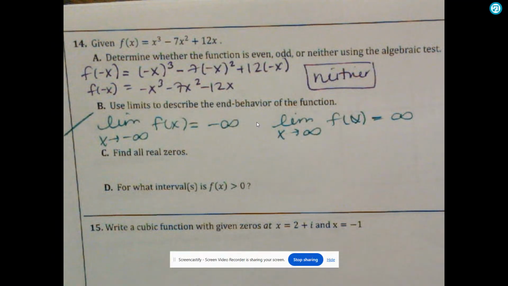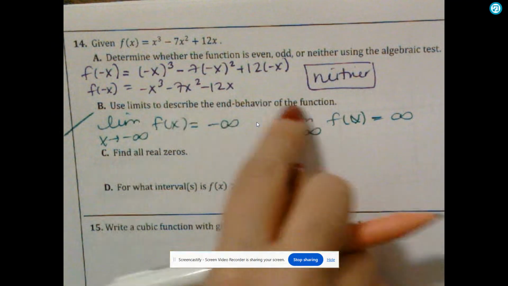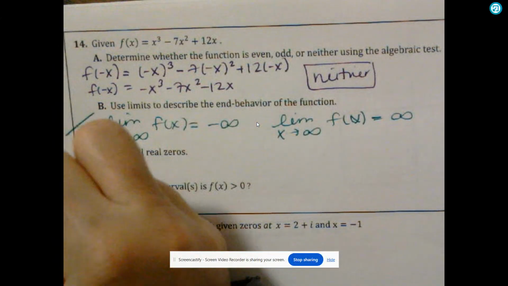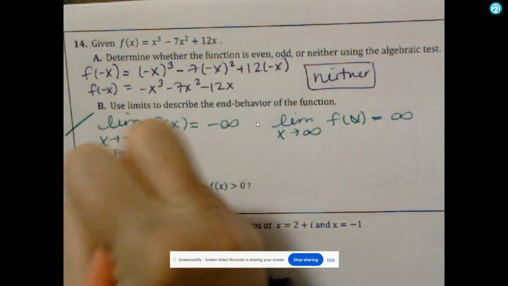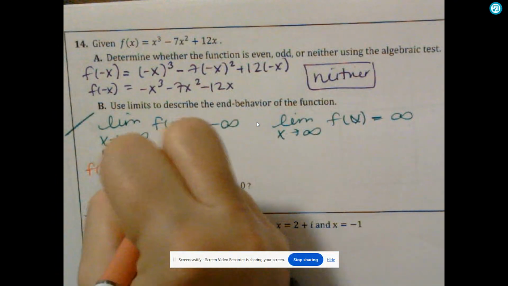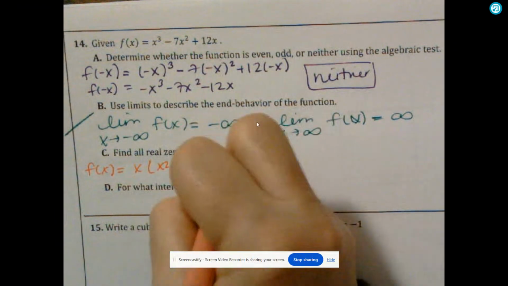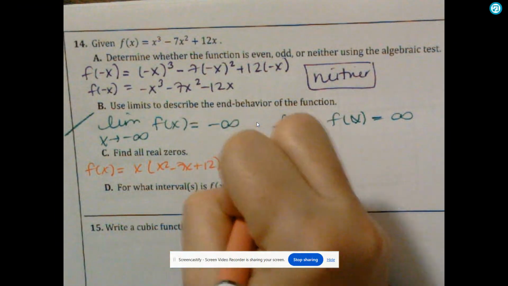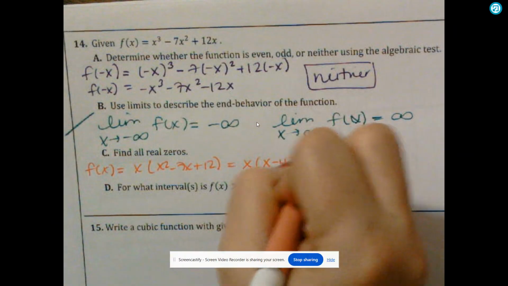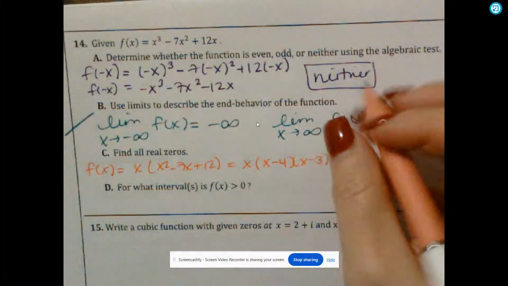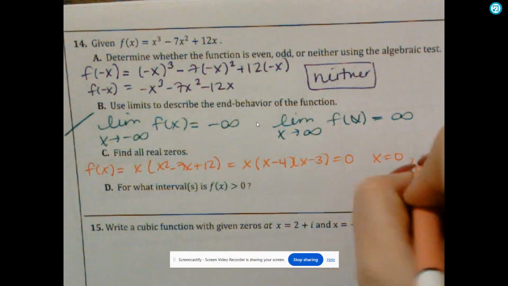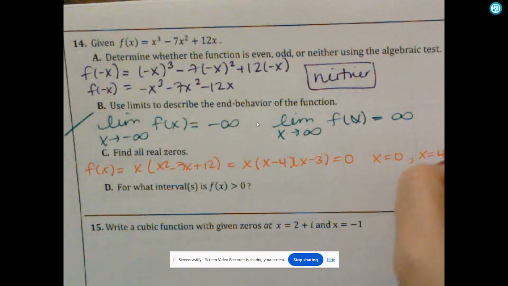All right, find all real zeros. That means I'm going to factor. So I can factor out an x, factor again, and now set those equal to 0 is going to give me 0, 4, and 3.